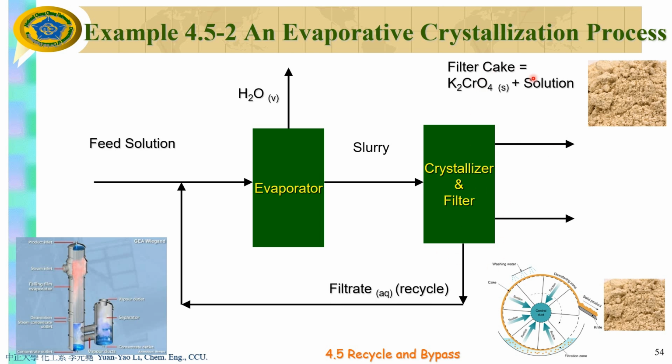And then because of this filtration cake, the filter will produce water, will produce solution out, remember? So this is called filtrate. Filtrate will recycle back to this place because you still have some potassium chromate. So this is a filtrate from here, remember? And you have recycle. And then, okay, so this is the process of the evaporative crystallization process.